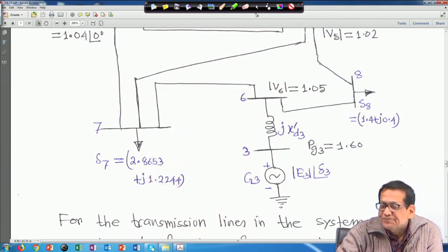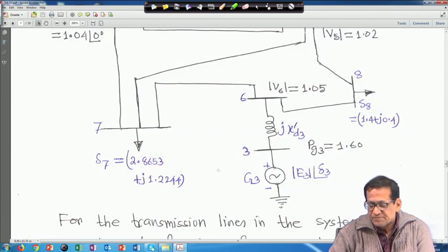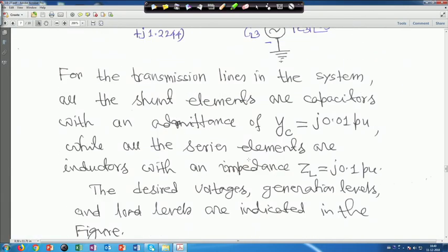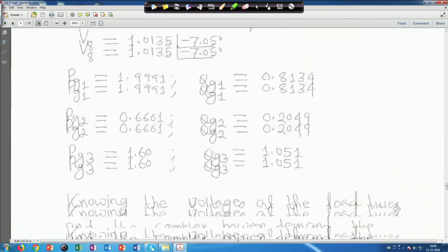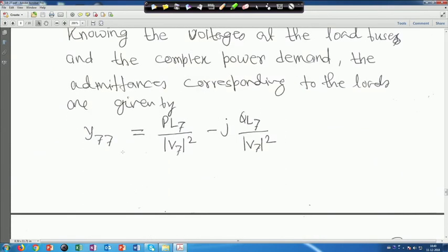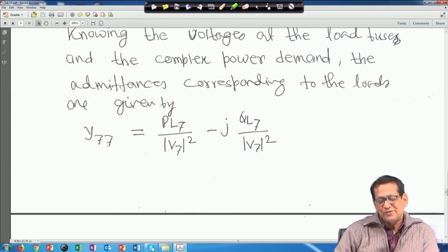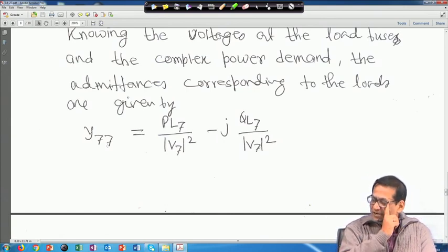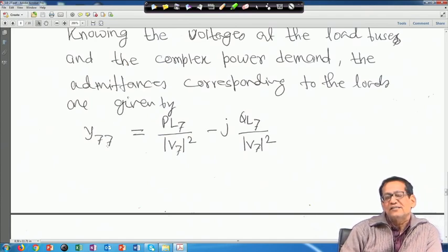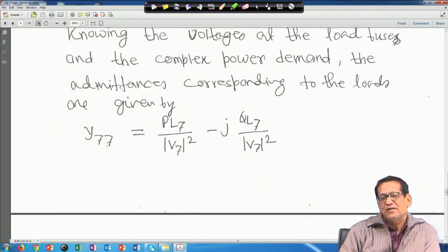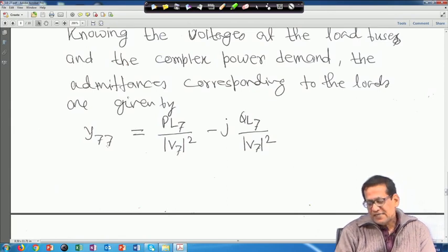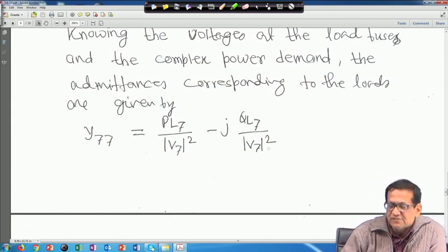That is why we have converted this for bus 7, because we have to convert it to admittance. Instead of Y7 we write PL7 upon V7 square, because it is the bus voltage at bus 7, minus jQL7 upon V7 square. I just told you how to make it.